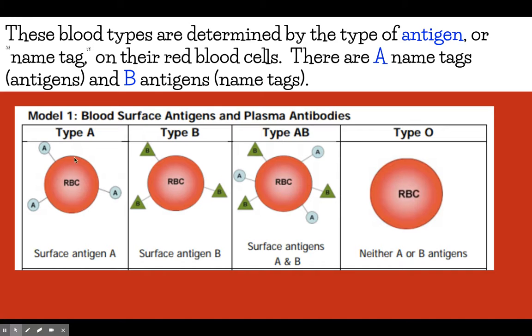The A red blood cells have A name tags or A antigens, just to identify them as A. A B red blood cell has a B name tag or antigen on the surface. An AB person would have both the A name tag and the B name tag on the surface. There's no hybrid AB, they come separately. And then a type O red blood cell is naked. It has neither A nor B name tag on the surface.